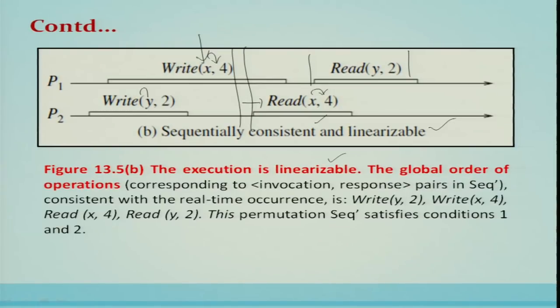So here it is written that it is consistent with a real time occurrence, and that is write Y2, write X4, read X4 and read Y2 is the sequence, and that is why it is linearizable, and this sequence is following the global time frame or the real time occurrence. Hence, this permutation sequence prime satisfies condition 1 and condition 2, hence it is strictly consistent and linearizable.